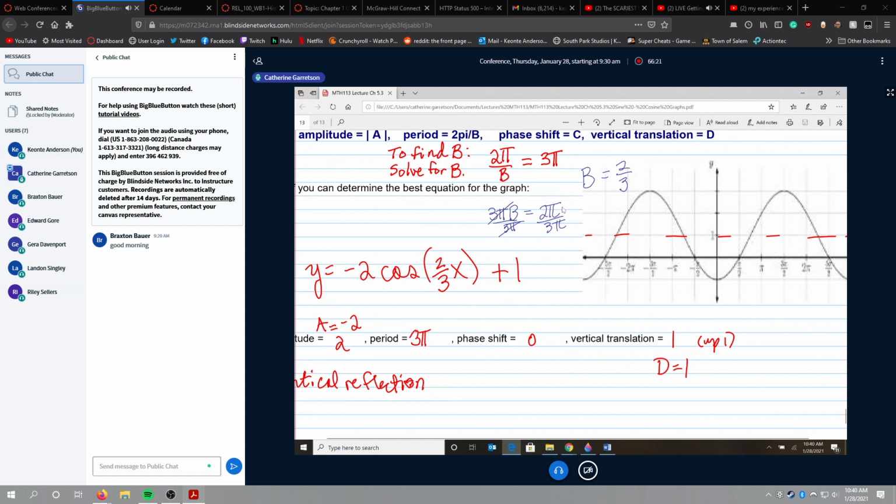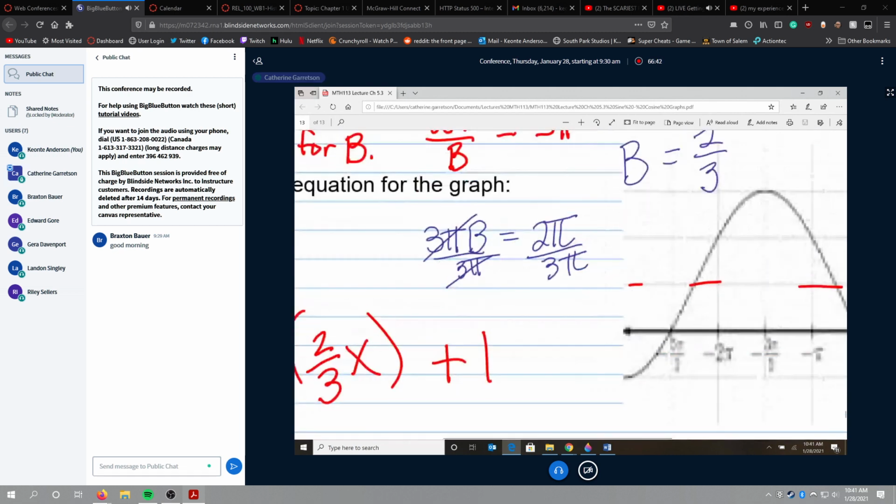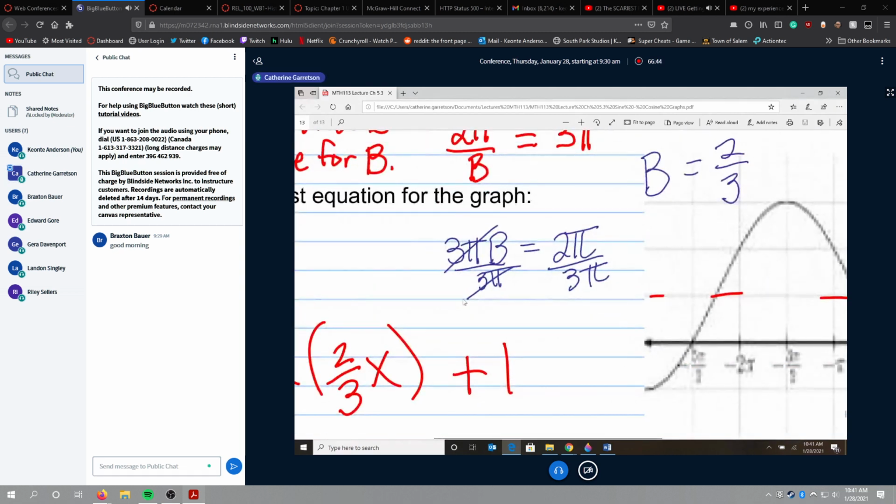Solving for b, there are several ways you could do that. You could put the 3 pi over 1 and do cross products, or I can just multiply both sides of the equation by b. When I multiply this side, the b's cancel out, and I get the 3b over here. So 3b pi equals 2 pi. Now solving for b, I divide both sides by 3 pi. The pi's cancel out, and this is the b, the coefficient of the x.